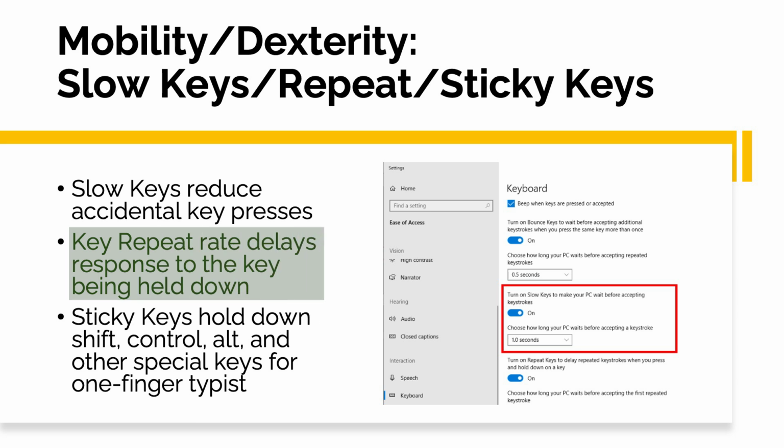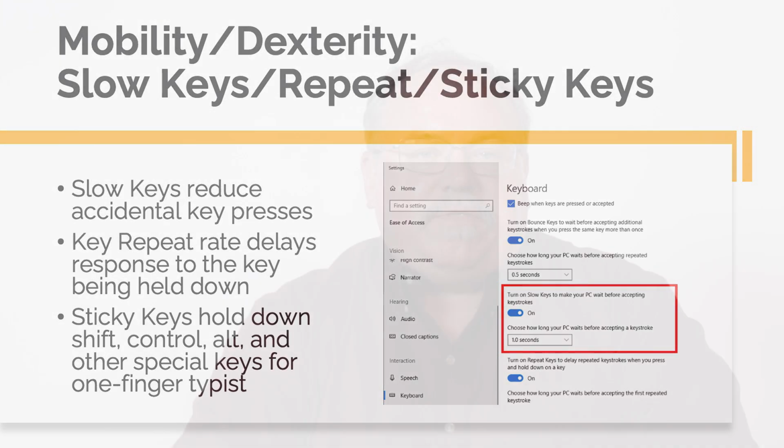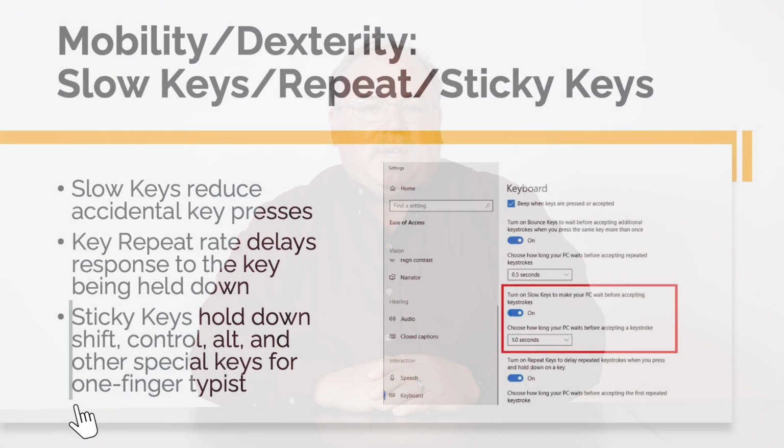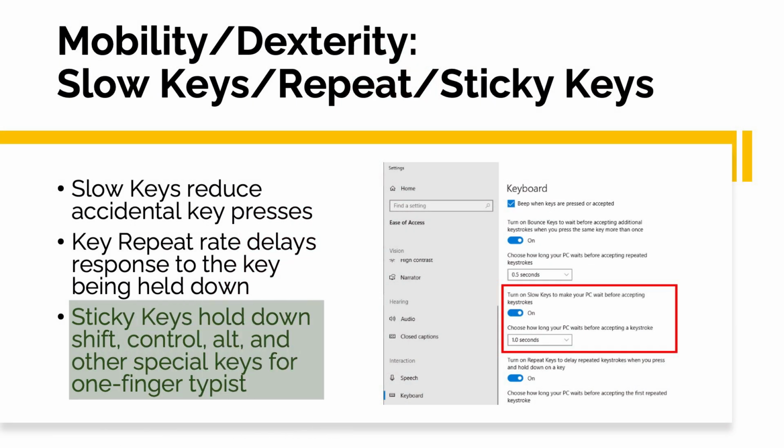The key repeat rate can be changed to increase the delay of response of a key being held down. When an individual is able to press and hold a key but has difficulty releasing it quickly, you can reduce the key repeat rate so that when they hold the key down, it doesn't keep activating. For example, if you press the T key and keep holding it down, the letter will keep typing the letter T. With the key repeat rate time increased, the individual has more time to release the key before the T is typed again.